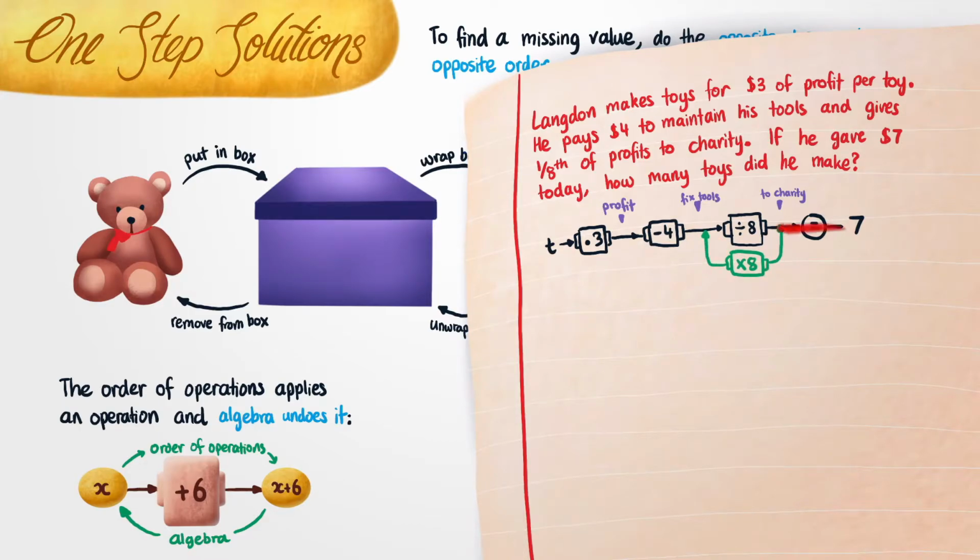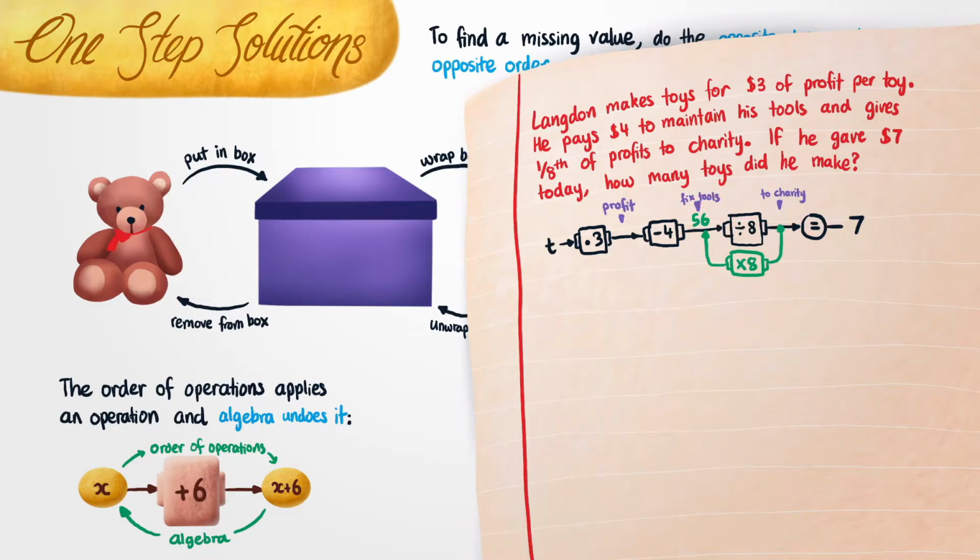And we know that 7 times 8 is the same thing as 56. So that means over here, he had $56 left after he fixed his tools. And this actually makes sense if you just look at it again. We know that if you had 56 and you divided by 8, you'd just be back at 7 again. So this is actually the correct number over here.